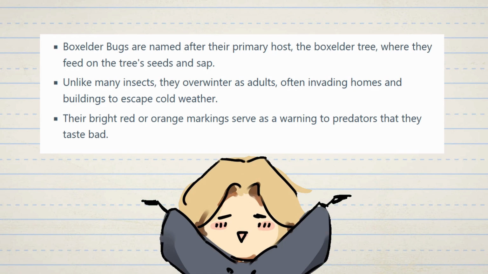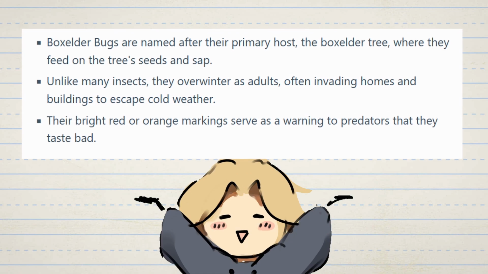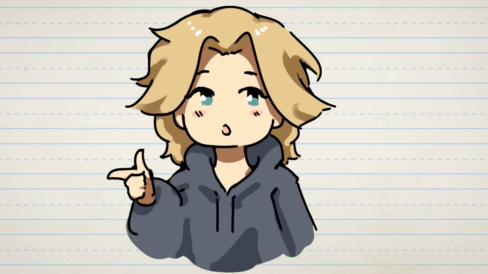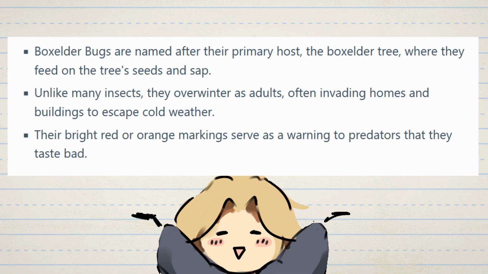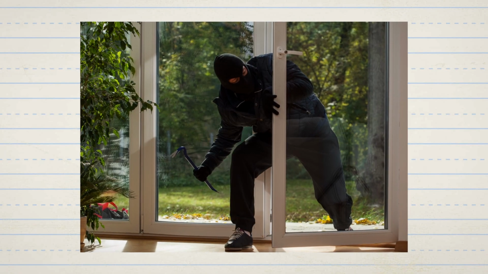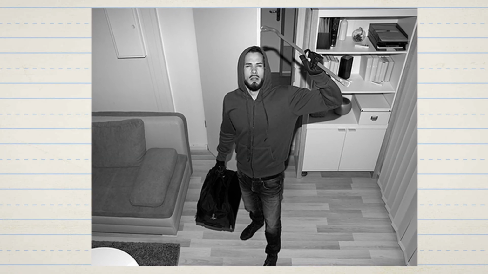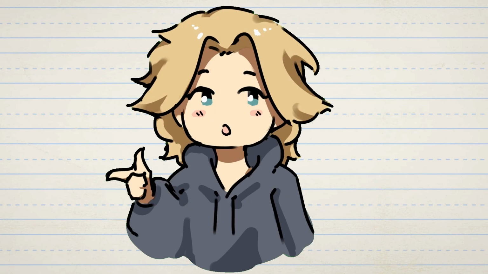Some of the main features you could say about them, they're called Boxelder bugs because their primary host is the Boxelder tree, where they feed on the seeds and sap. And I think they lay their eggs there as well. And they actually overwinter as adults. So what that means is that they break into your house and just start living there. So the spawn tables are all messed up and they're just living in your house now, essentially.